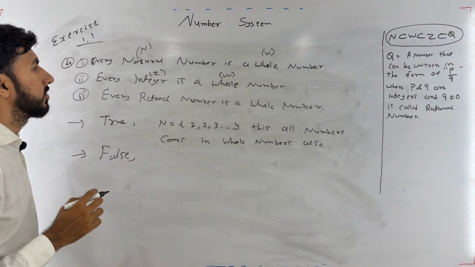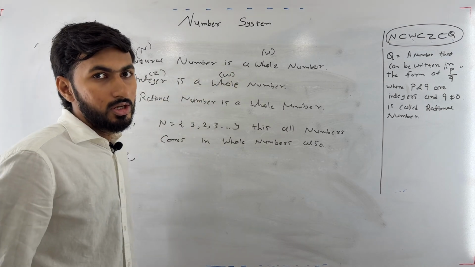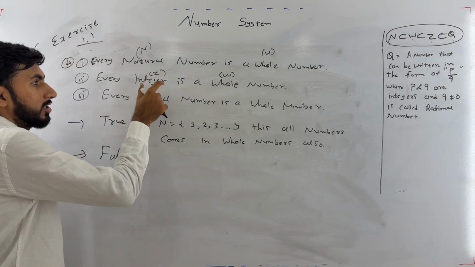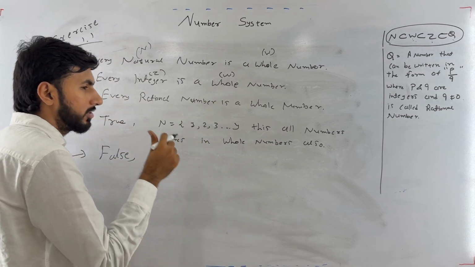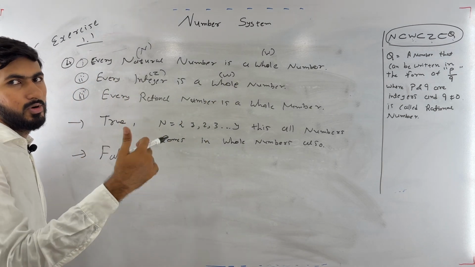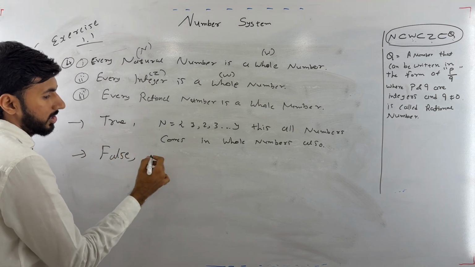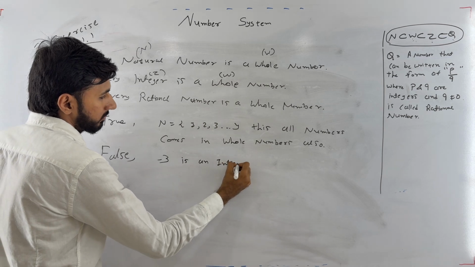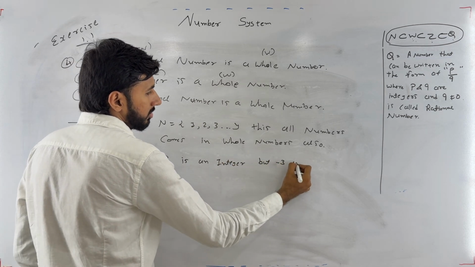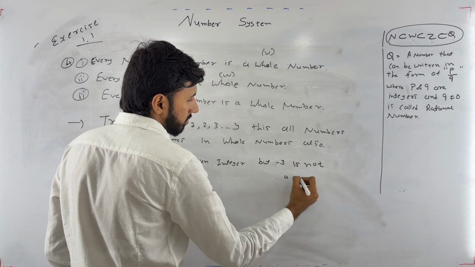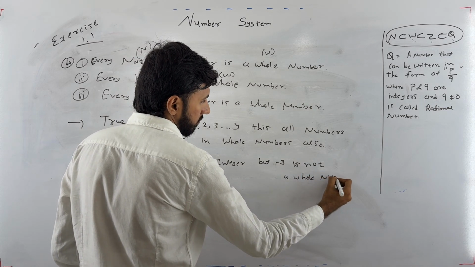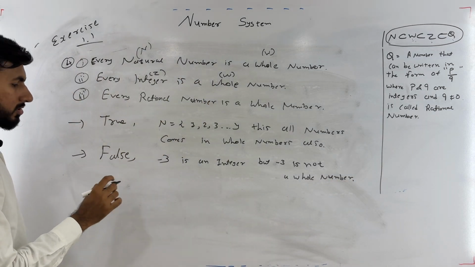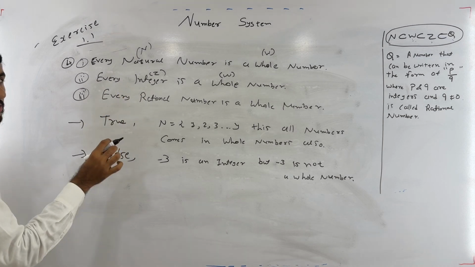Now why is it false? Because not every integer is a whole number. So in the reason we have to give one example that is an integer but not a whole number. All the negative numbers come under integers but not under whole numbers. So we can write any number, like -3 is an integer, but -3 is not a whole number. Here is the reason. You can give any example that contradicts the sentence.